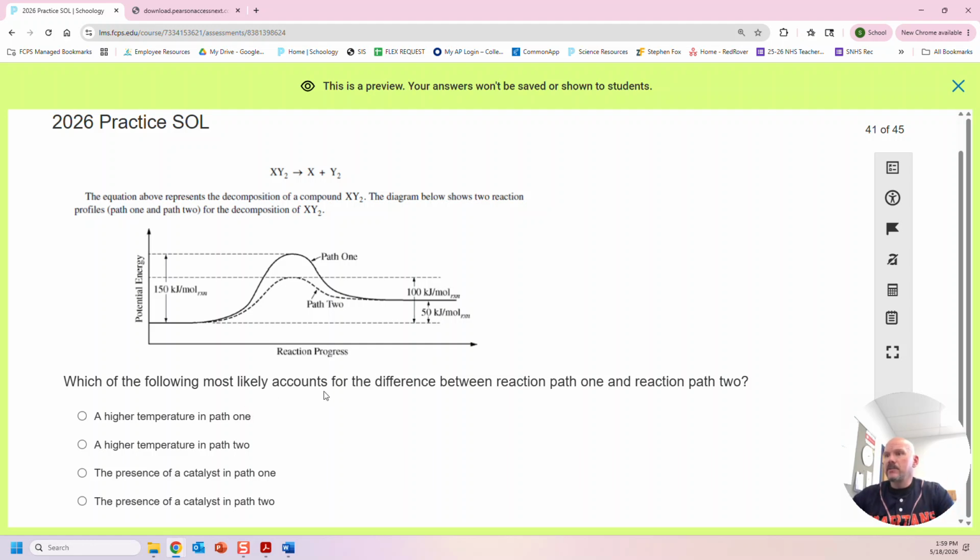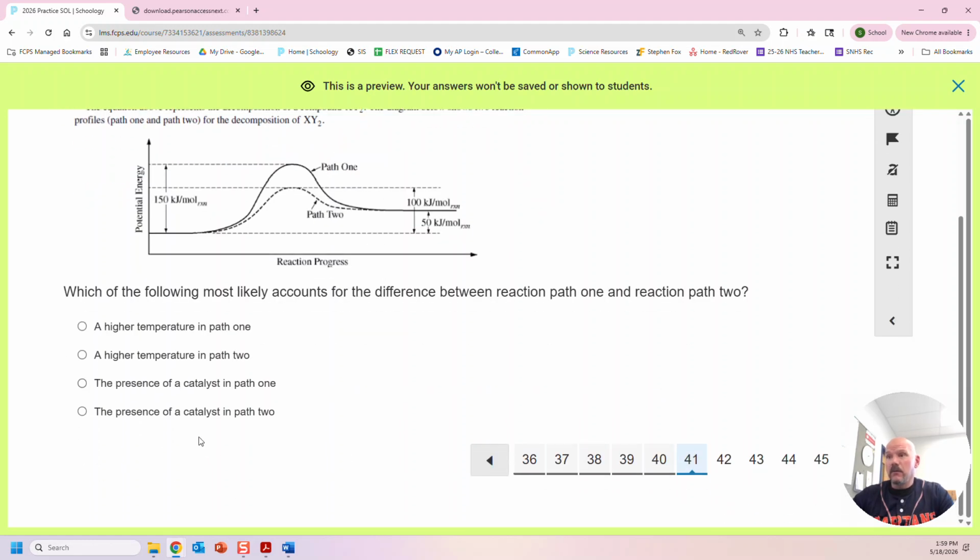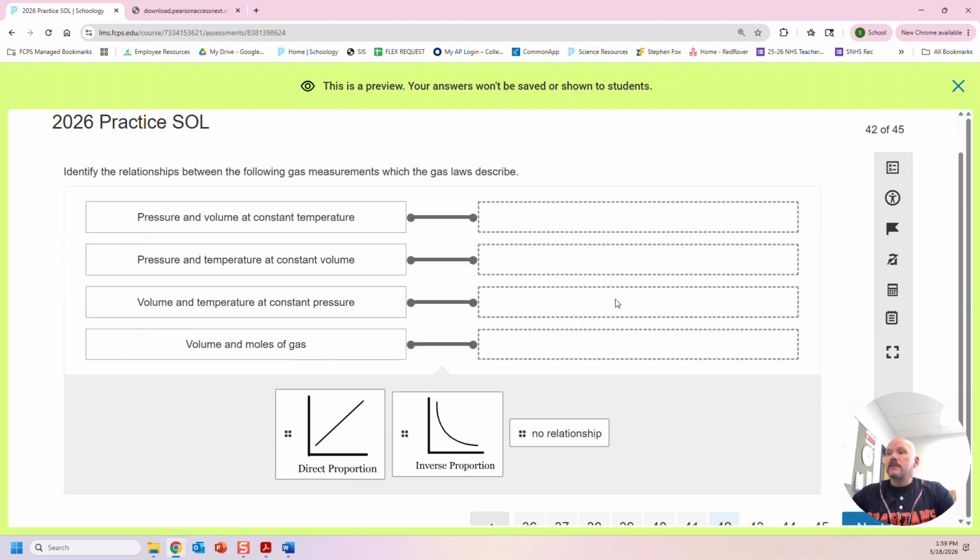Okay, which of the following most likely accounts for the difference between reaction path 1 and reaction path 2? Remember, we just said path 2 is the catalyst, path 1 is not catalyzed. So the presence of a catalyst in path 2. There we go. Now, if they asked us for the delta H, it would be positive 50. If they talked about the reverse reaction, it would be negative 50, right? If they talked about the activation energy, for the forward reaction, it would be 150. For the reverse reaction, it would be just 100 because the difference is 50, right? Okay. All right. So the next one.